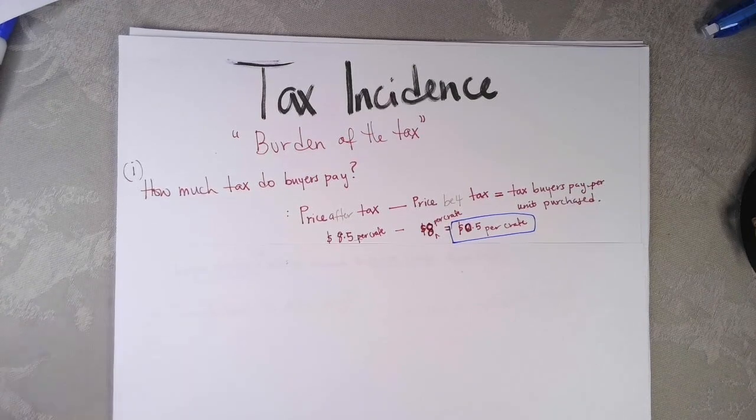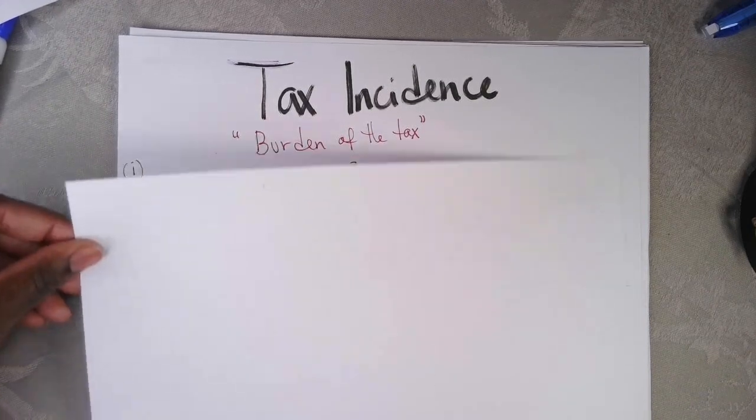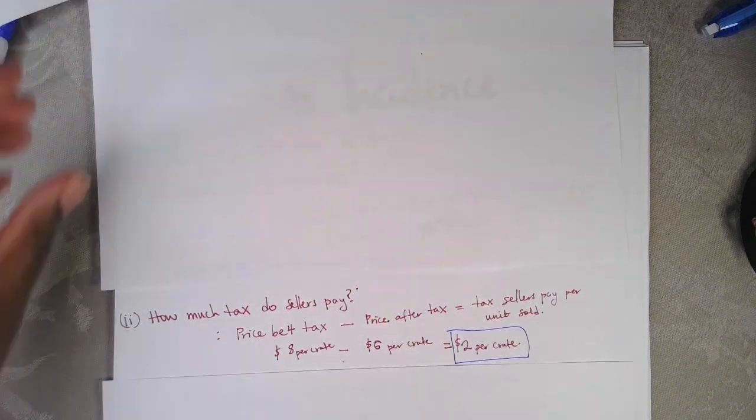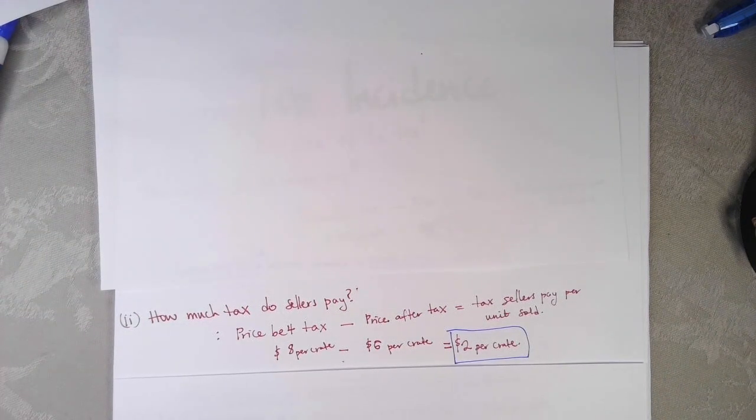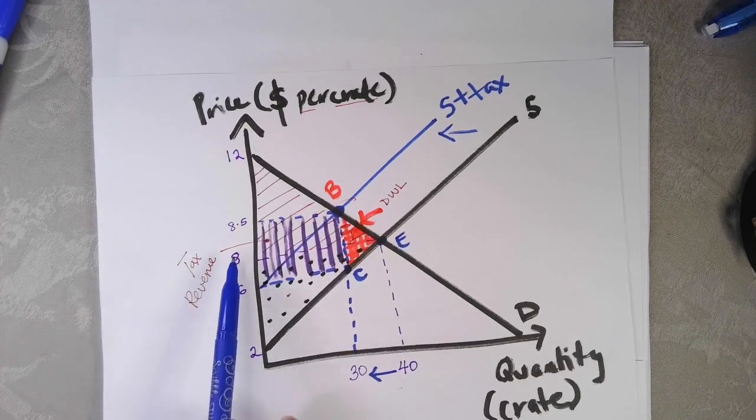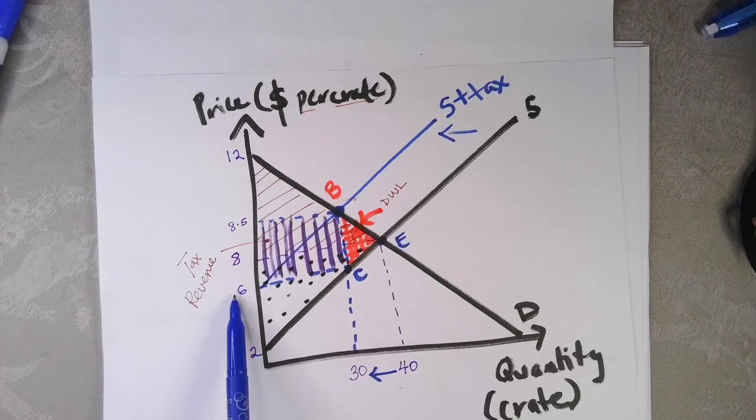What about sellers? How much tax do sellers pay? Well, we use a variant of that formula. We take the price before the tax that sellers receive, and we subtract from that the price after the tax that sellers receive. So look at the graph. $8 is the price that sellers receive before the tax. After the tax, they have only $6. The difference between that gives us the tax that sellers pay.